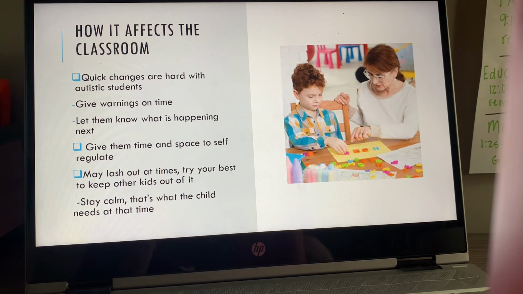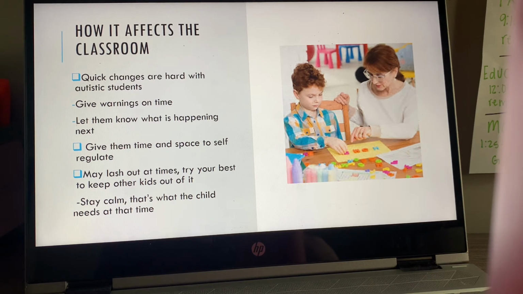So it's also best as well to give them time and space to self-regulate, because sometimes they get so worked up about little things. It's good to give them time to be by themselves, think about what they're doing, maybe give them a little bit of toys or something to do with their hands that will help them self-regulate and get back on track to learn more in the classroom.